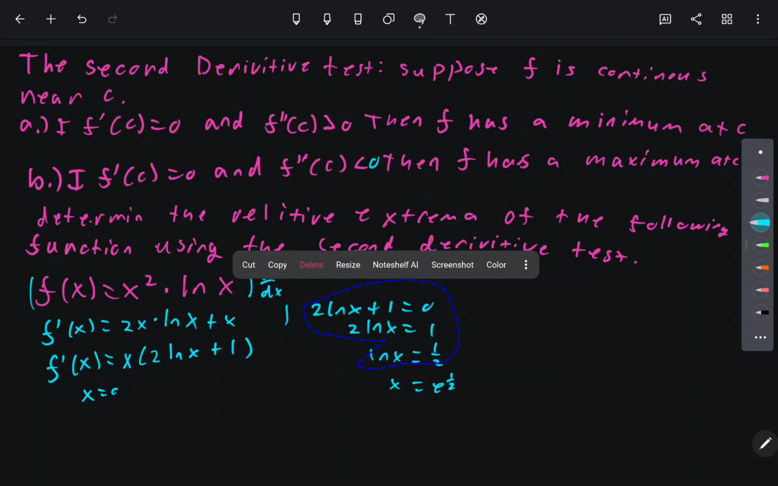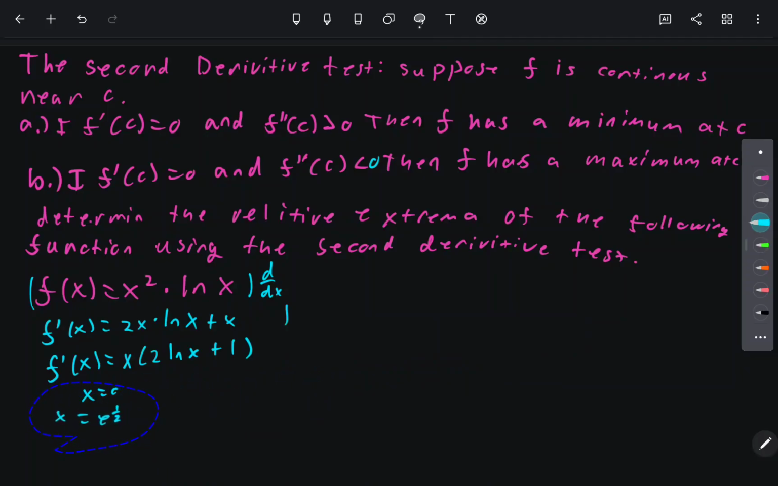Now we have to do a bit more of a challenging part. We are going to take these two critical values into the second derivative and plug them in. The second derivative of x is going to be equal to 2 times the natural log of x, plus the first, which is 2x, times the derivative of the second, which is 1 over x. But the 1 over x and the x kill each other off, so we get f double prime of x is equal to 2 times the natural log of x plus 1.